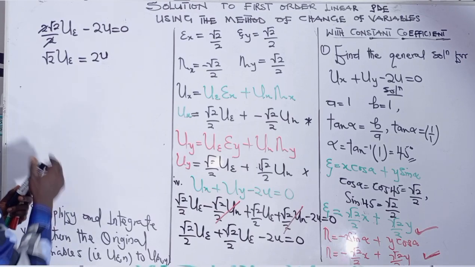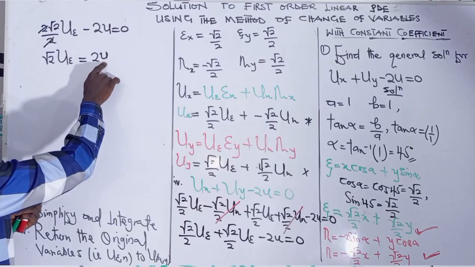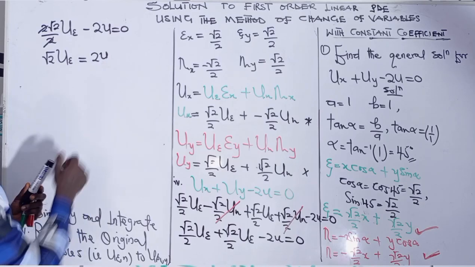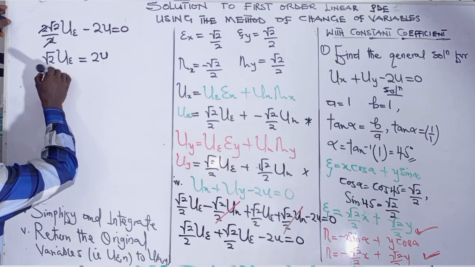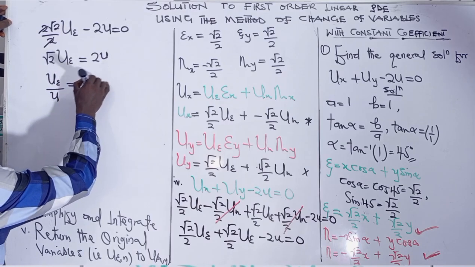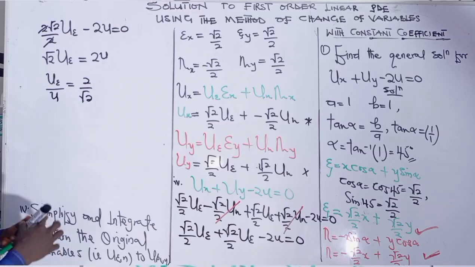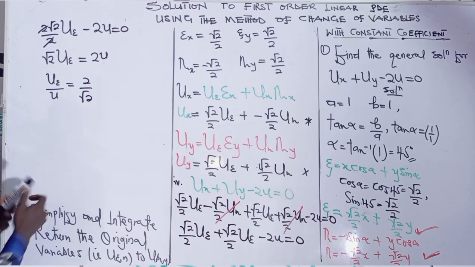Now from here, let's divide both sides of the equation by root 2 and then we divide both sides of the equation by u. We are separating the variables. So we are going to have u Zaya all over u is equal to 2 all over root 2. Very, very interesting.